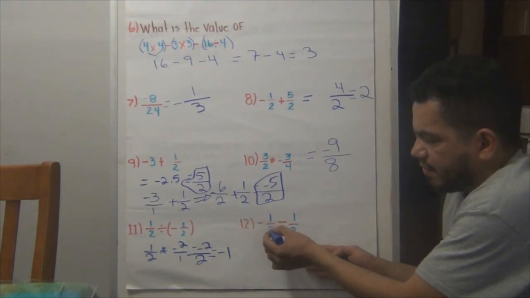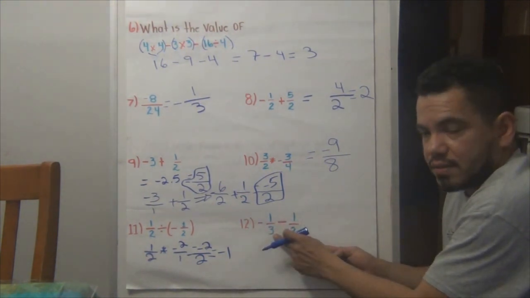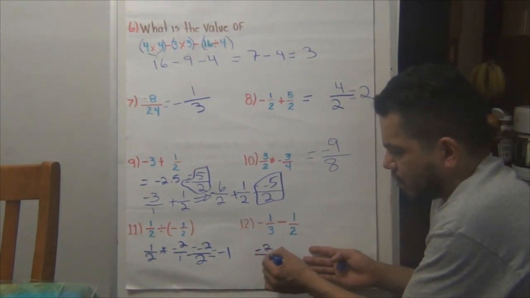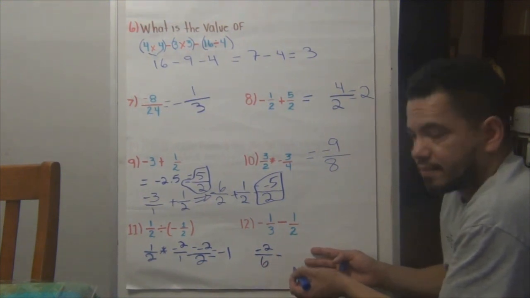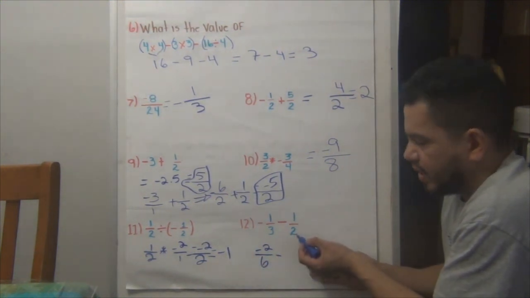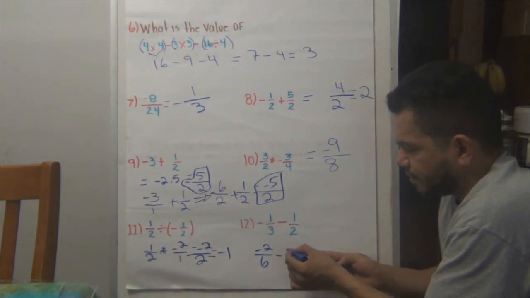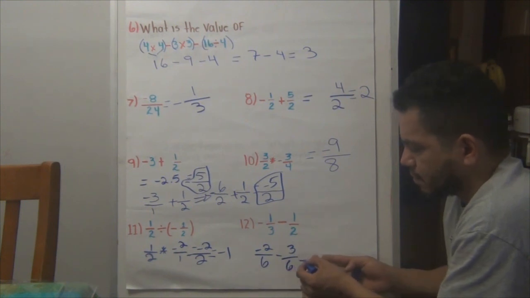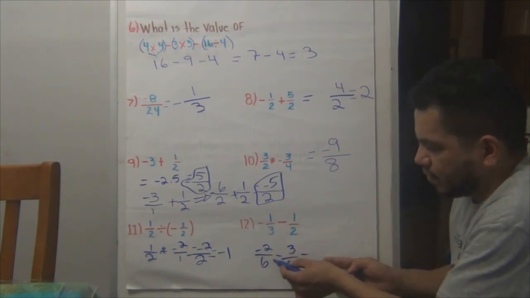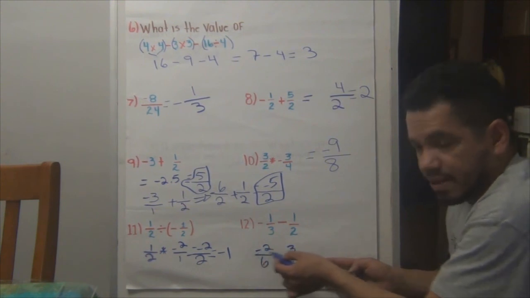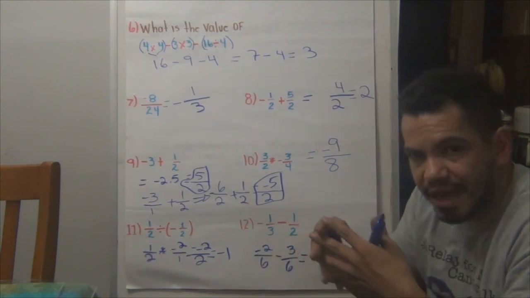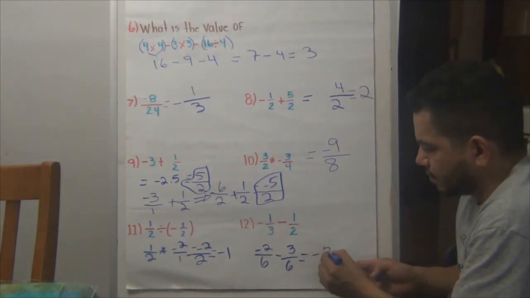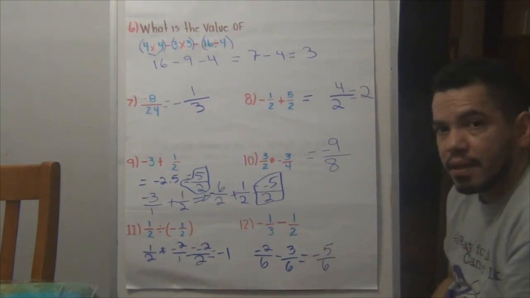So how do I turn this into a 6? I multiply by 2, right? So multiply by 2 over 2. So I get negative 2 over 6. Minus, how do I turn this into a 6? Multiply by 3. So 3 over 3. So I get 3 over 6, and now negative 2 over 6 minus 3 over 6, they both have the same sign. When you're adding numbers that have the same sign, you add the numbers and keep the sign. So this is negative 5 over 6.